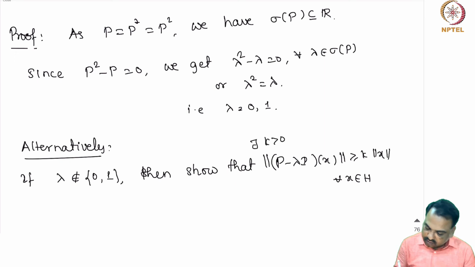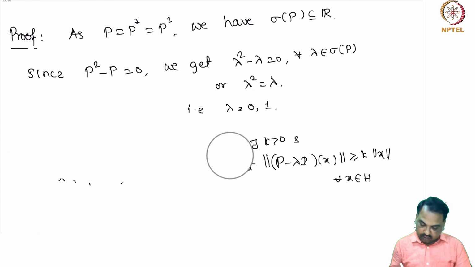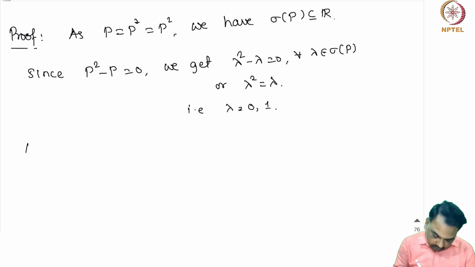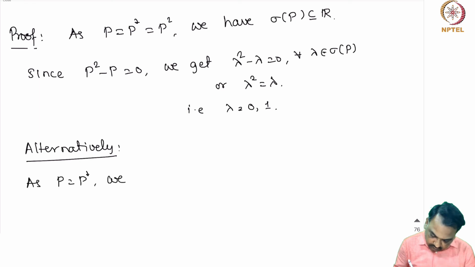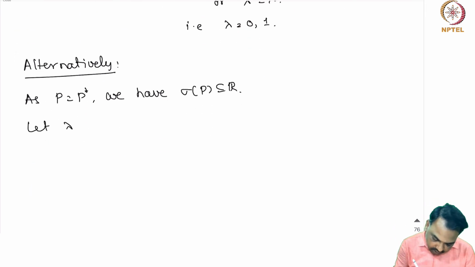There exists some k. That means we want to show that it is bounded below. I am repeating again. So alternatively, as P equals P star, we have the spectrum of P is a subset of R. Now choose lambda. So let us take lambda in R minus {0, 1}.